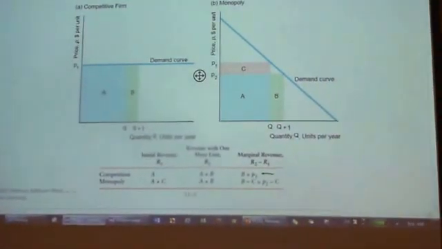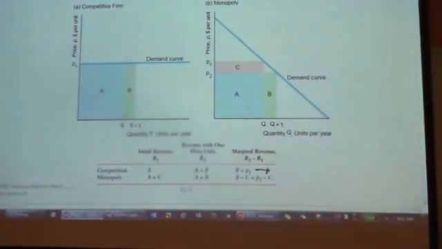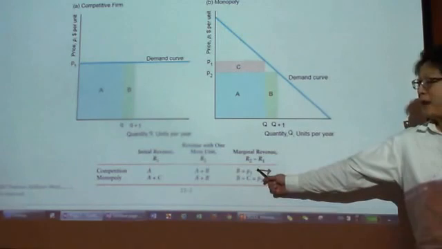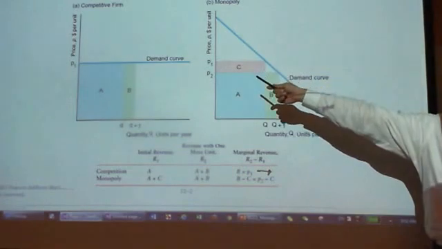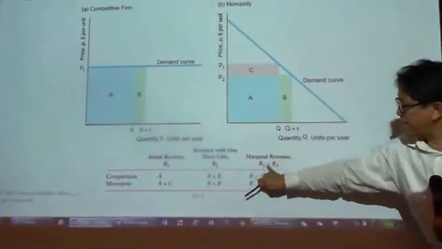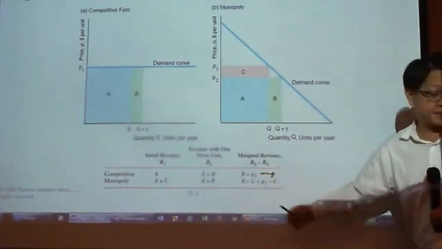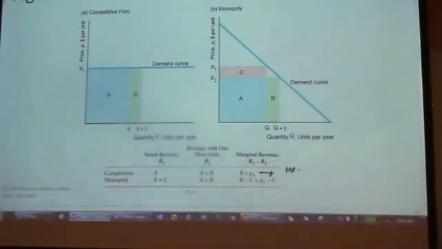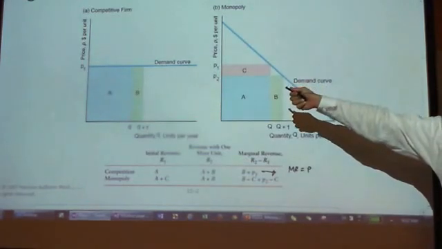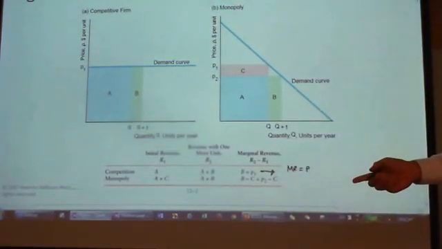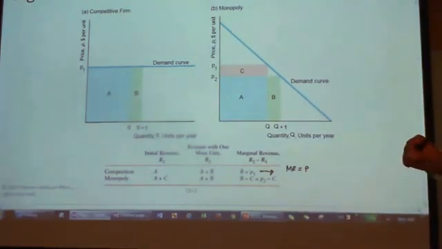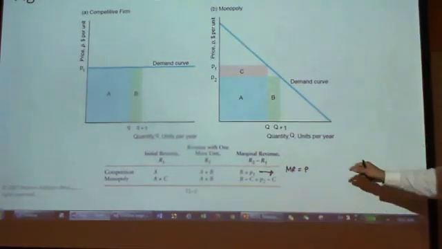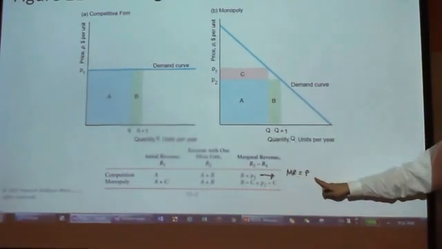Now you want to see what the point of these two pictures is. The main message is that if I am just a little firm in a perfectly competitive market, my marginal revenue is exactly equal to price. MR equals P. It's the same as the photocopy shop downstairs: every time the shop sells an additional page, it gives additional revenue exactly equal to 50 satang. Marginal revenue equals price.